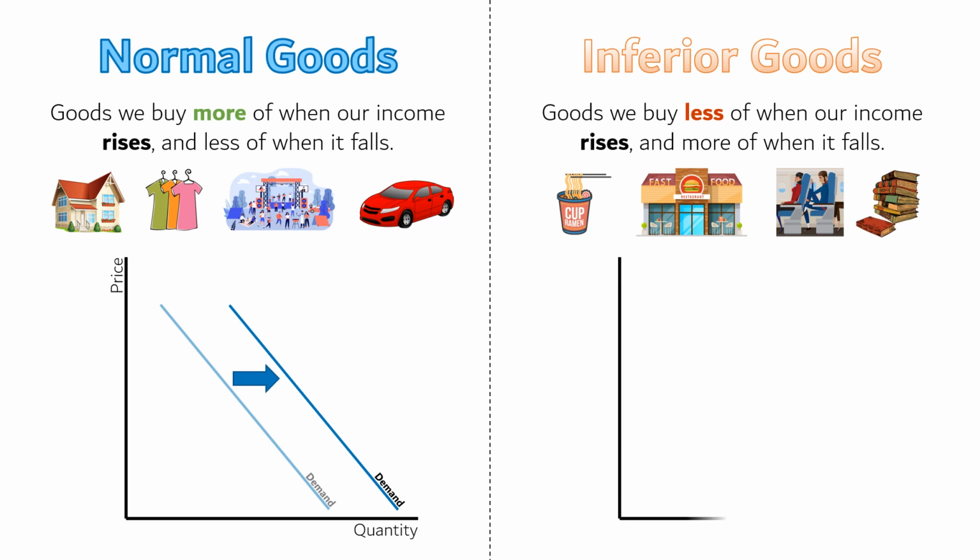If this is the demand for an inferior good, like instant ramen or economy class tickets, then when we increase the average income of consumers, market demand will decrease and shift to the left. People will buy fewer of these goods at every price.